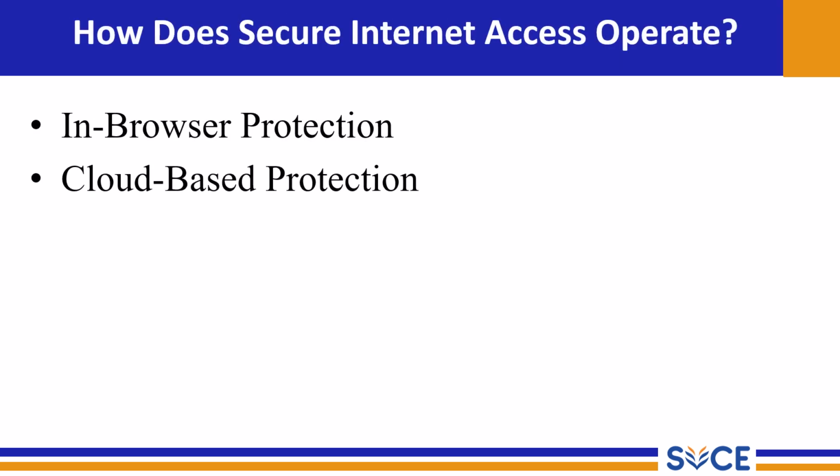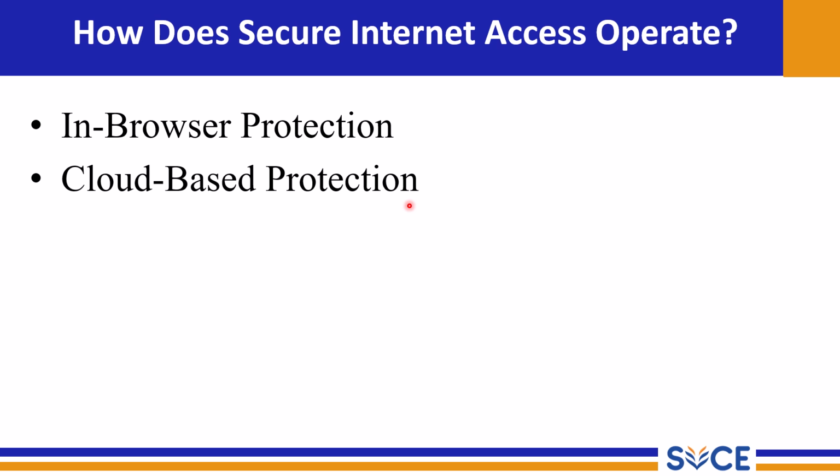Next, we are going to discuss how secure internet access operates. It is designed to inspect and protect the inbound as well as the outbound traffic between a user's machine and the public internet. This can be accomplished in a couple of ways. The first is in-browser protection, and the second is cloud-based protection.